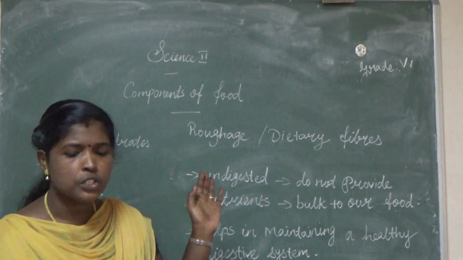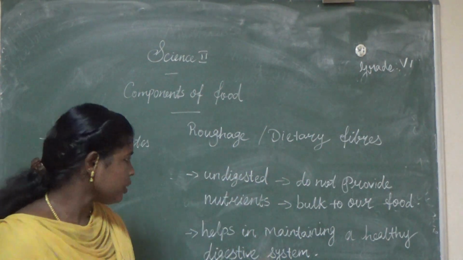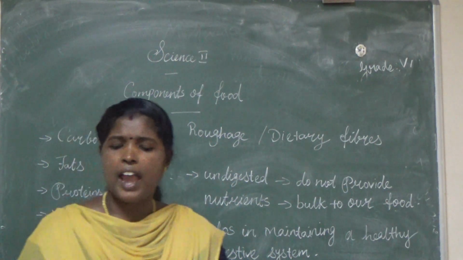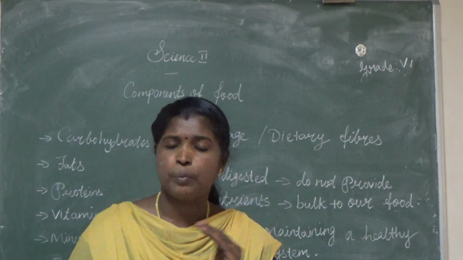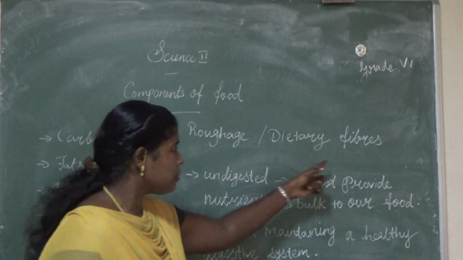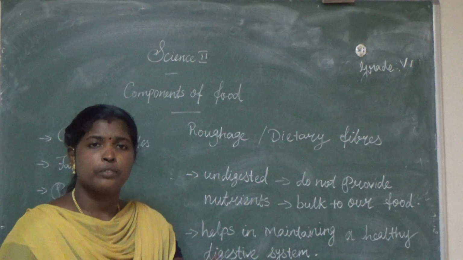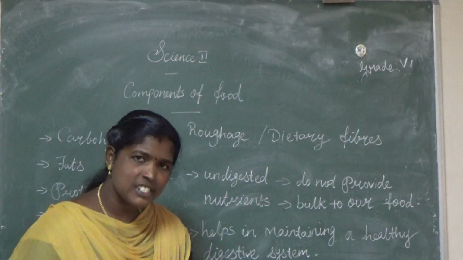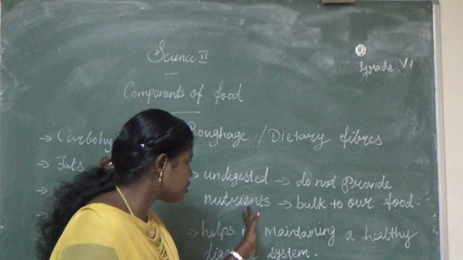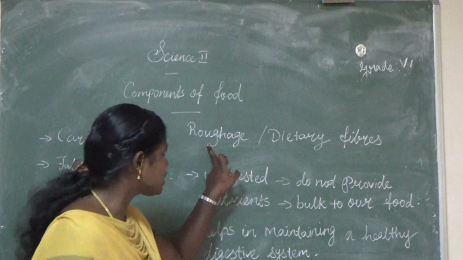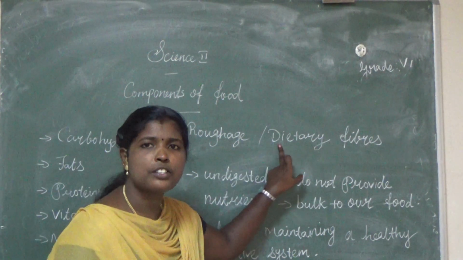The portion of the plant food that remains undigested and does not provide any nutrients to our body, but provides bulk to our food, is known as dietary fiber or roughage.